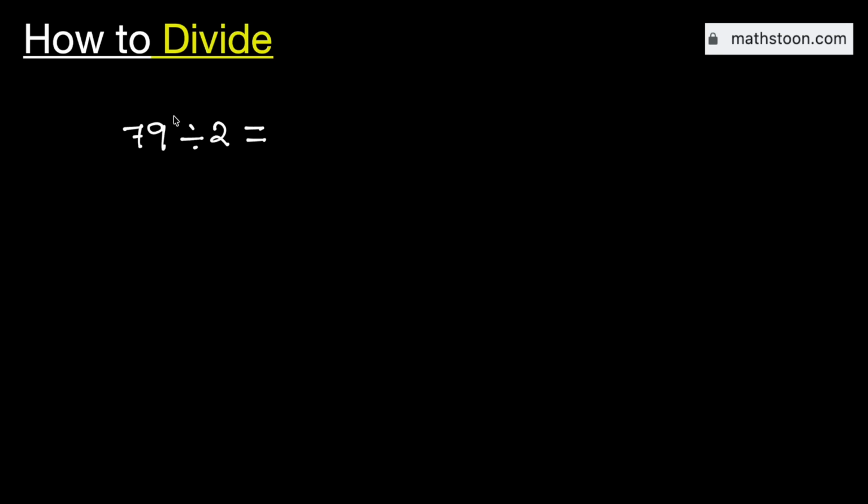Let's learn how to divide the number 79 by 2 using the long division method. Consider the first digit 7. We know that 2 times 3 is equal to 6. Subtract, we get 1. Now this 1 is less than 2. That is why we will bring down this number 9 here.